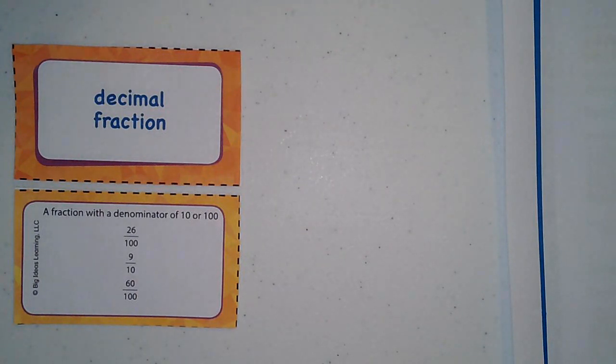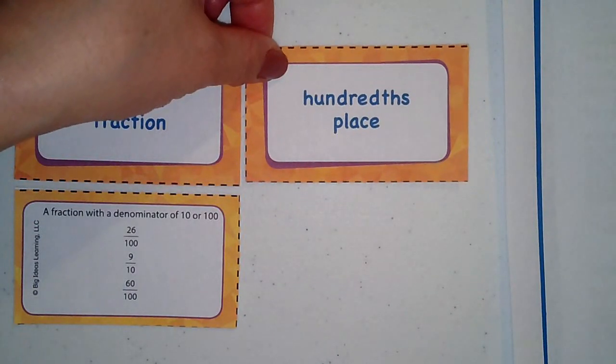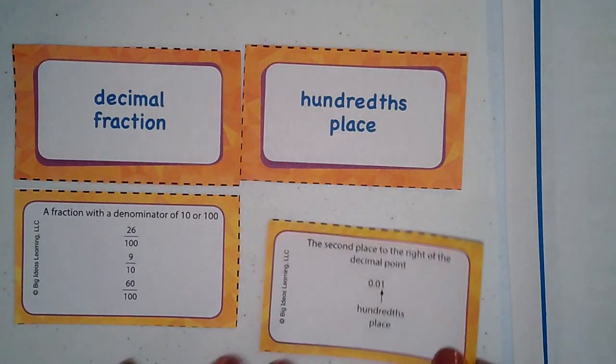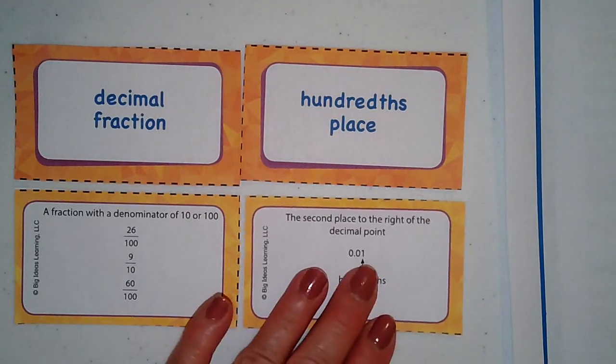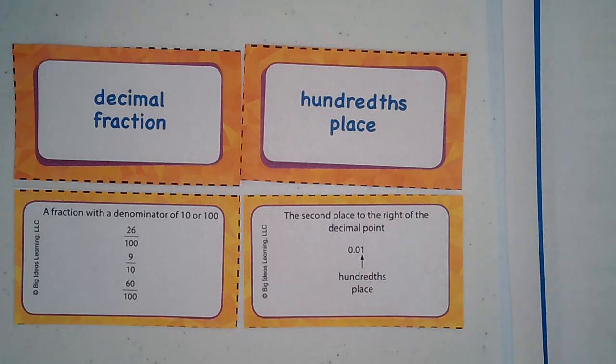All right, our next vocabulary word is hundredths place. The hundredths place is the second place to the right of the decimal point. For example, if you have 0.01, the hundredth place is here. It's where the arrow is pointing. It is the second place to the right of the decimal point, the hundredths place.